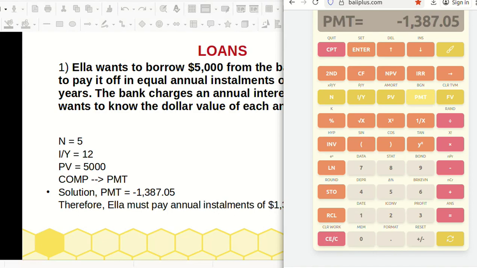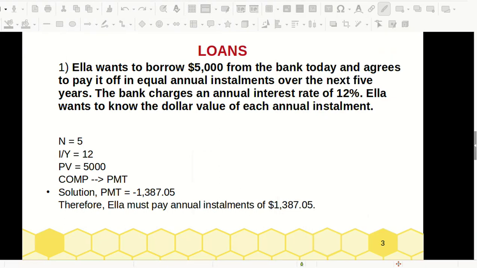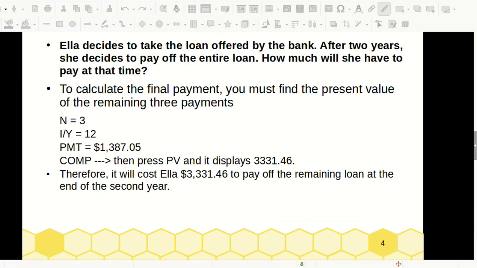Yes. So the PMT is $1,387.05. Therefore, Ella must pay annual installments of $1,387.05. Now, as a continuation to the above example, Ella decides to take the loan offered by the bank, but after 2 years, she decides to pay it off. So, how much will she have to pay at that time?